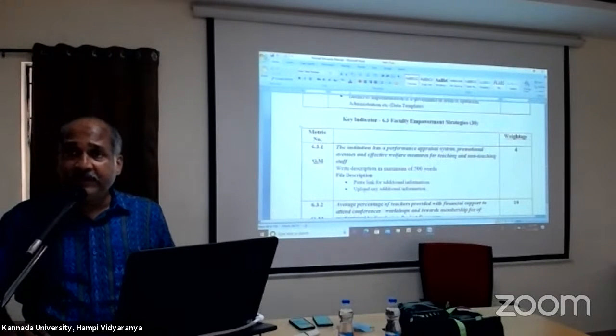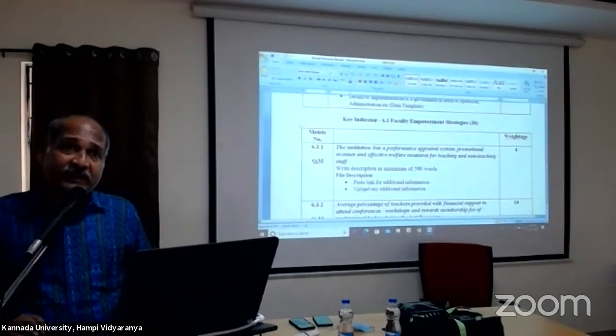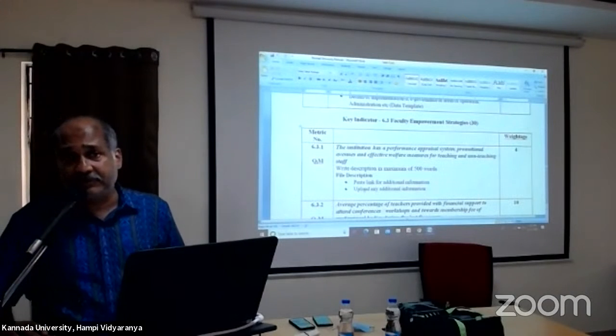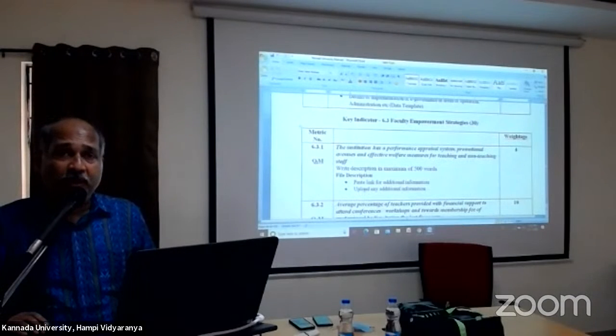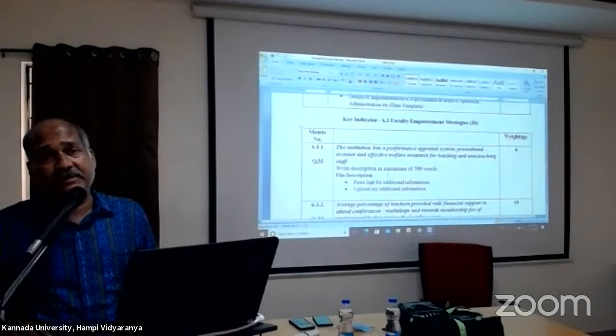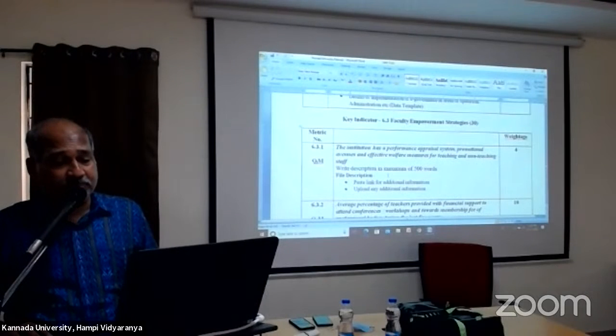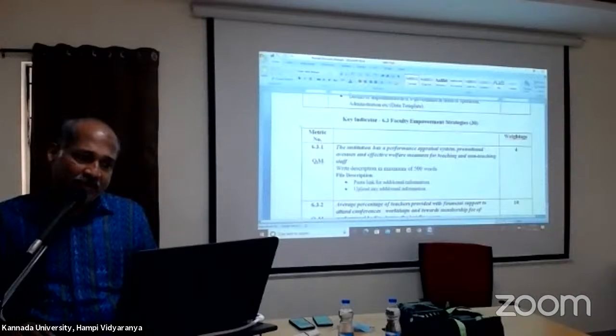For the development of the institute, write down your contribution towards the development of the university. So all those points have to be mentioned in the performance appraisal system. What are the promotional avenues? Do you have a career advancement scheme? Many universities now have a career advancement scheme. They go from one cadre to another, from assistant professor to associate professor, associate professor to professor, different scales, also AGP from one level to another level.